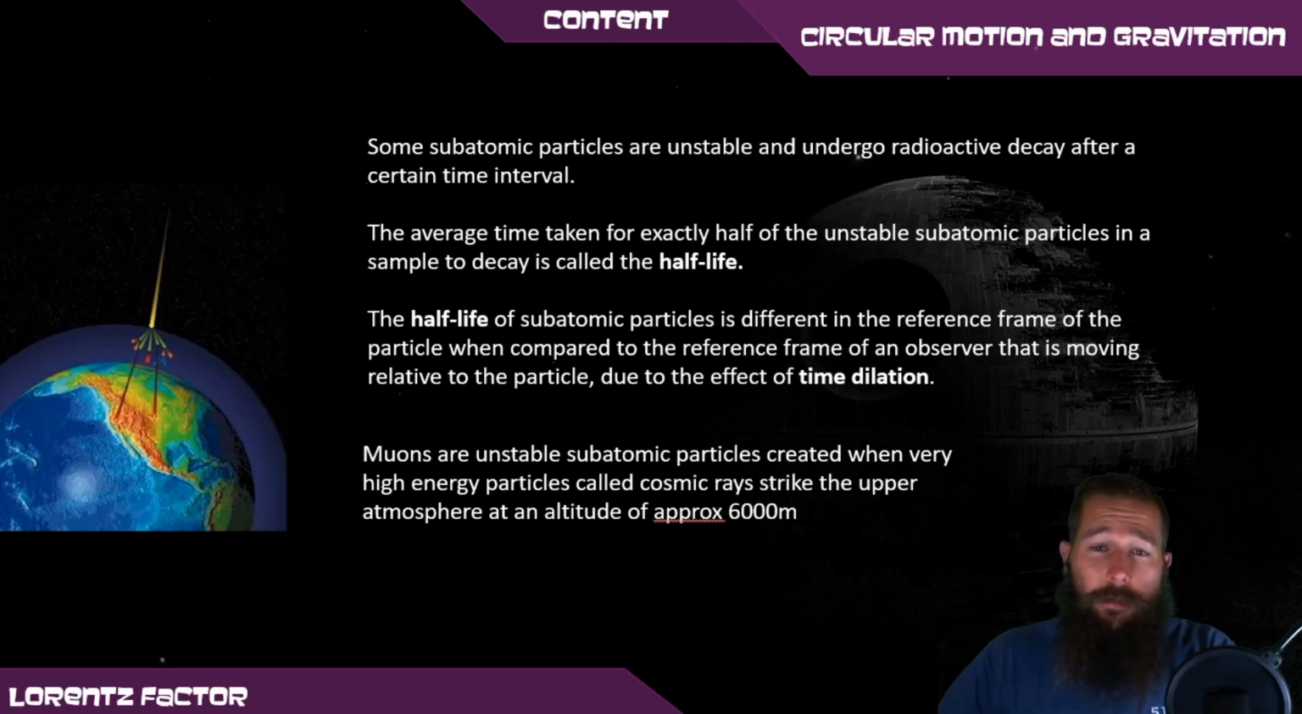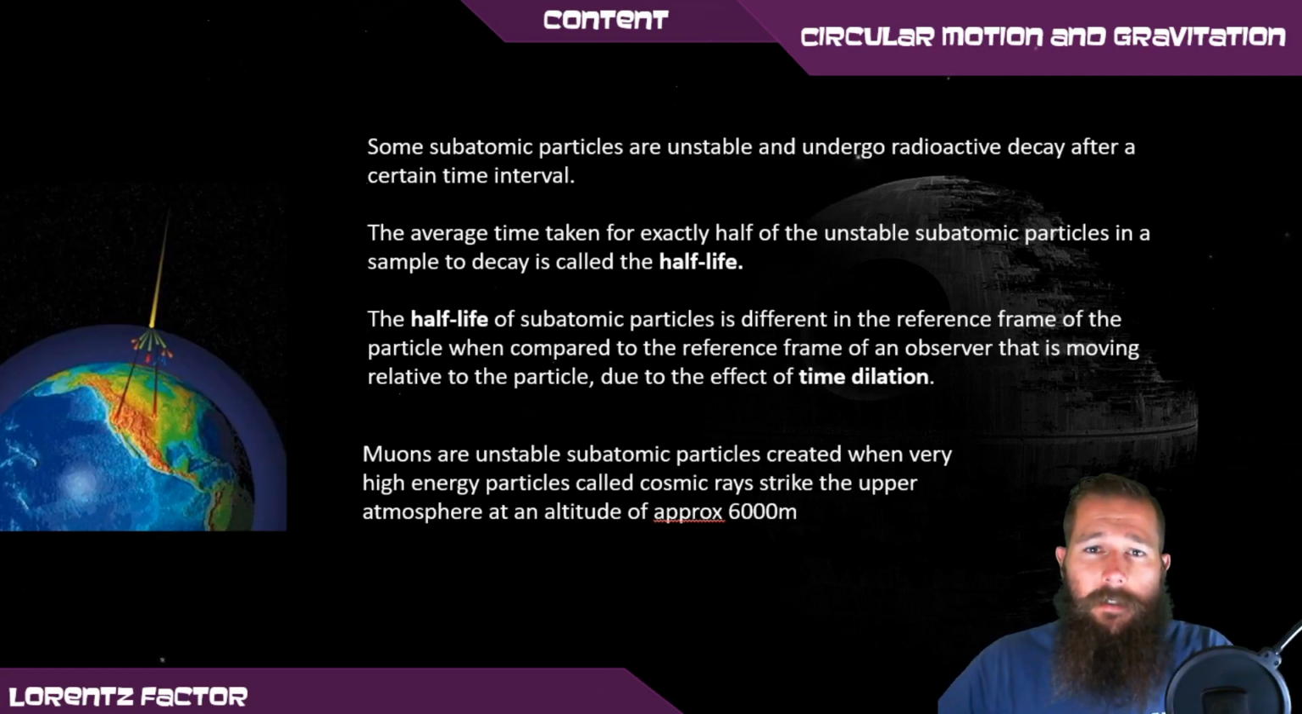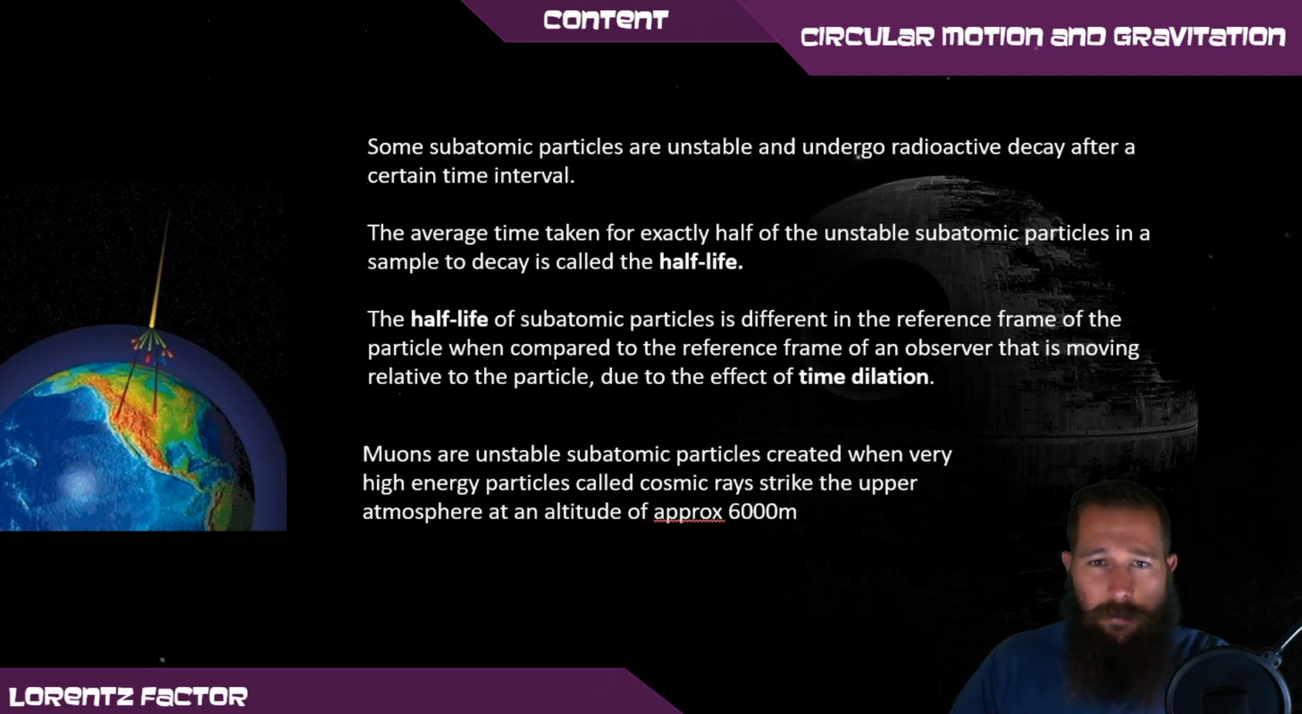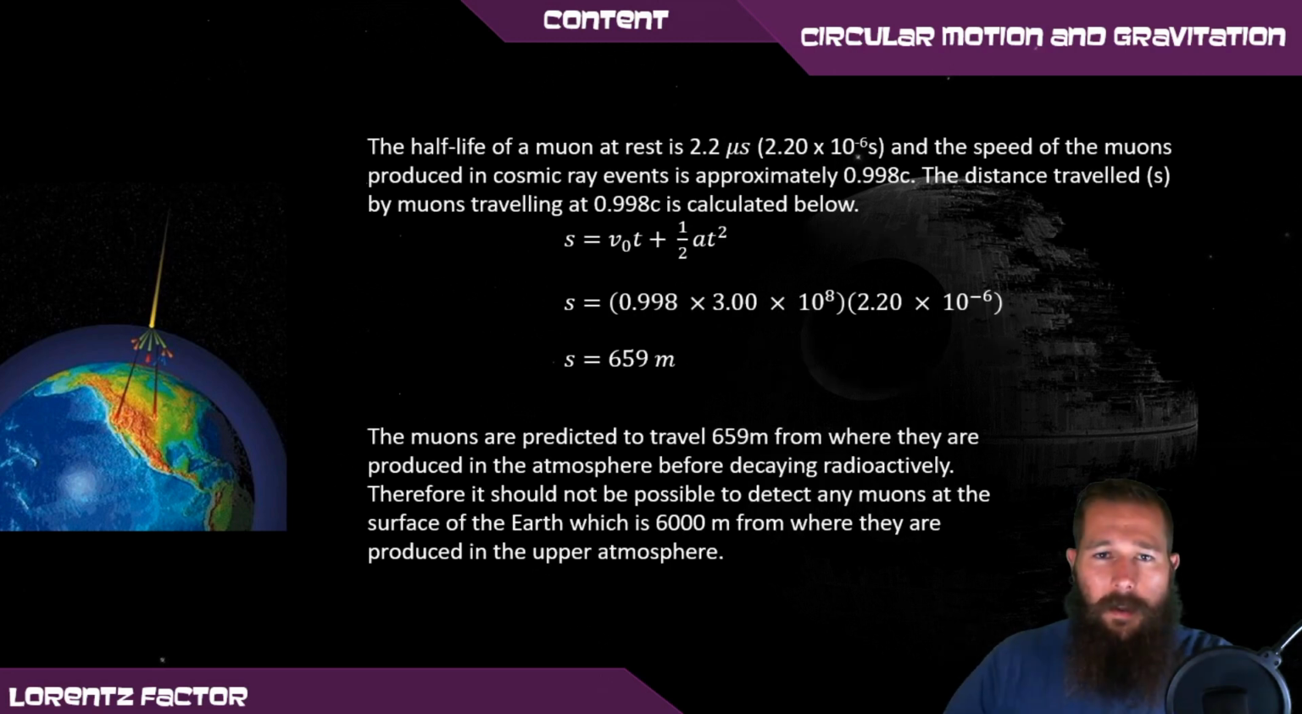As part of the Year 11 course, we looked at half-life of radioactive substances, which is the time it takes for half the particles of a substance to decay. Now, when we're looking at these particles in a different reference frame, the half-life of these particles is actually different, and this is due to the effect of time dilation. An example is muons. They're unstable subatomic particles that are created when cosmic rays hit our atmosphere. At rest, the half-life of a muon is 2.2 microseconds, and the speed that they're traveling at when they're created is 99.8% the speed of light.